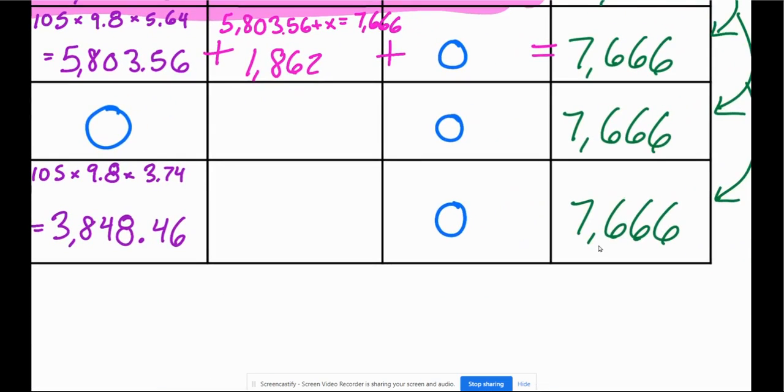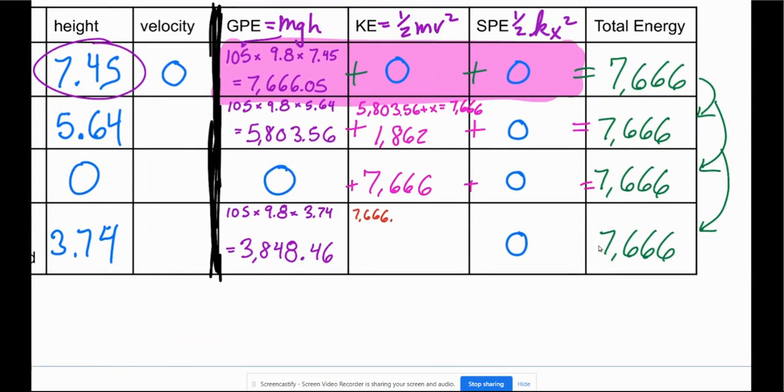All right. And then this one is going to be 7,666 because these have to add together. And that's the only way that's going to work. And lastly, I'm going to do the same thing here. So 7,666.05. And I'll just subtract from it the 3,848.46. And I get an answer of 3,817.59.